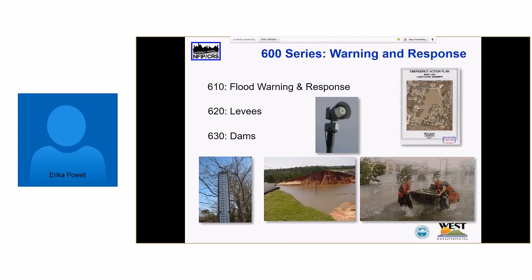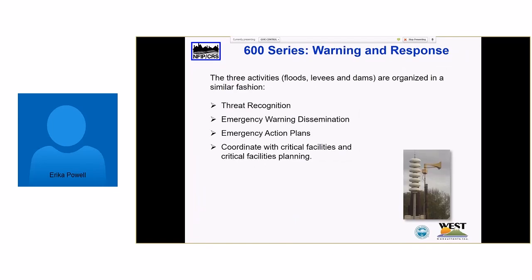The CRS system is 600 series. If you get into the manual for floodplain managers under warning and response, the 610 series is flood warning and response systems. 620 is associated with levees, and 630 is associated with dams. Each one of these activities, floods and levees and dams, all have common elements: threat recognition, how to get the warning out, the plan for that, and how to coordinate with critical facilities.